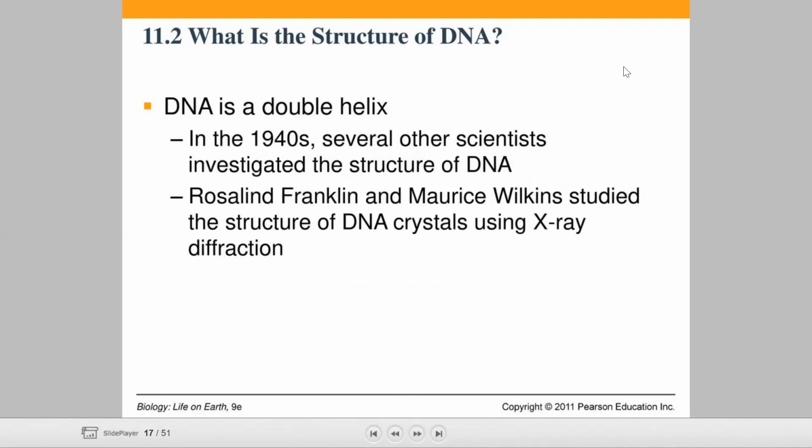X-ray diffraction is a technique that they used at that time because in the 1940s we don't have Twitter, we don't have Instagram, and we don't have any sophisticated tools like cryo-EM microscopy. What we have back then is this one. This is the most sophisticated that we have in the 1940s. We call it X-ray diffraction.